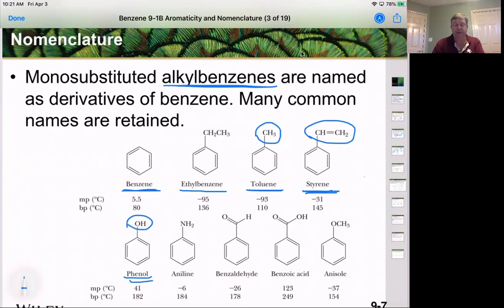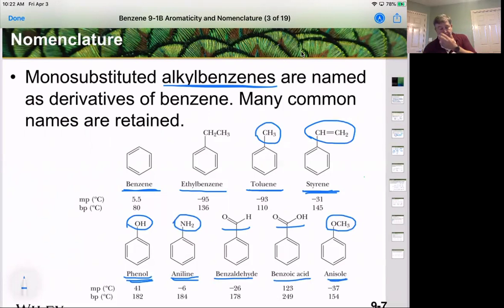So if you can think about it, phenyl alcohol is phenol in there. If we have a nitrogen here, notice it's outside the ring, it's not inside the ring, so it's not pyridine. So we call that aniline. And these two are fairly easy because this is an aldehyde and this is a carboxylic acid. So we have benzaldehyde and benzoic acid. And then here, if we have this methyl ether right here, that's called anisole, okay?